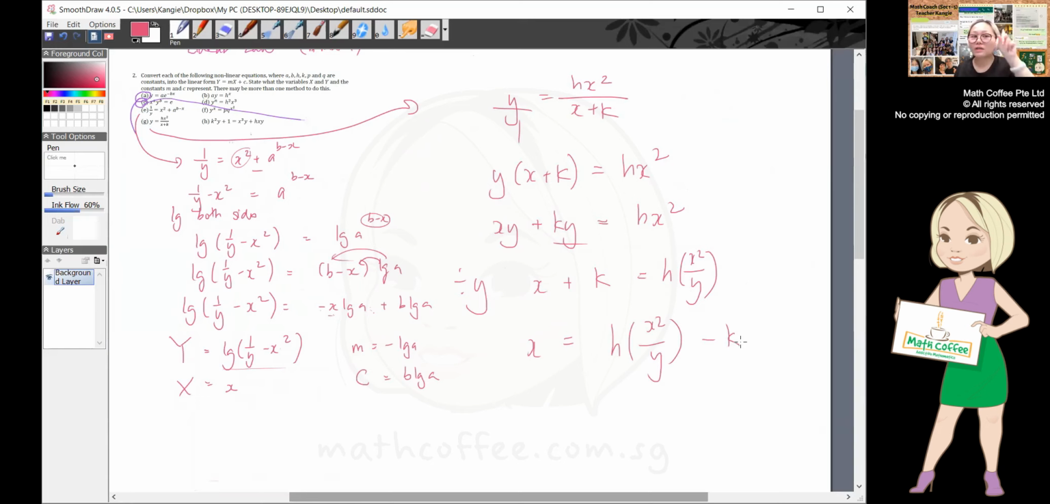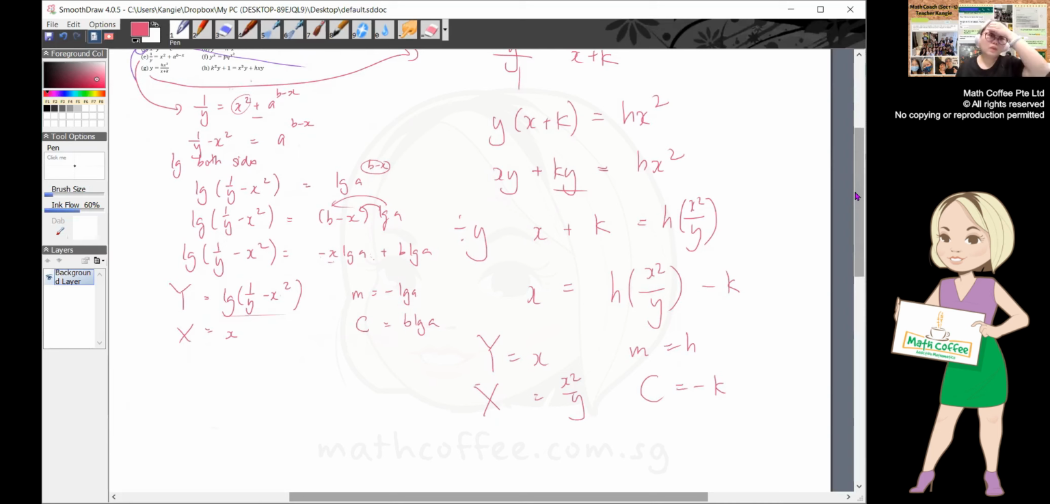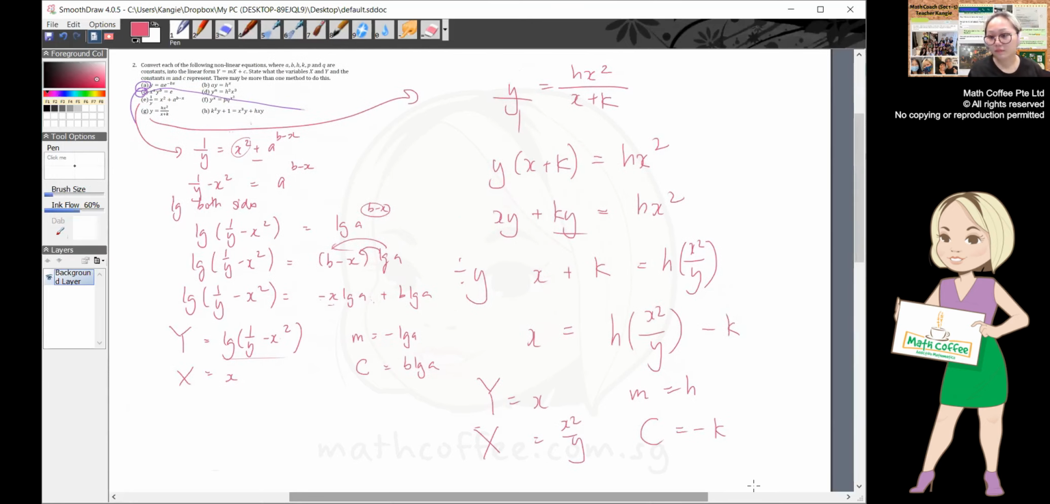Remember, big Y not necessary to have y inside. My big Y can just have x. So for this question, my big Y is small x. My big X is x squared over y. My gradient is h and my c is minus k. Okay, so this question demonstrates that your big Y not necessary to have y inside. Okay?